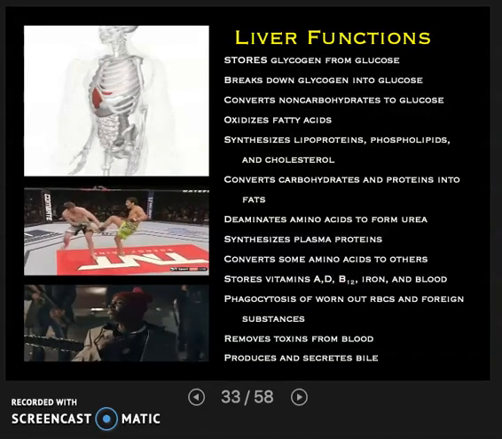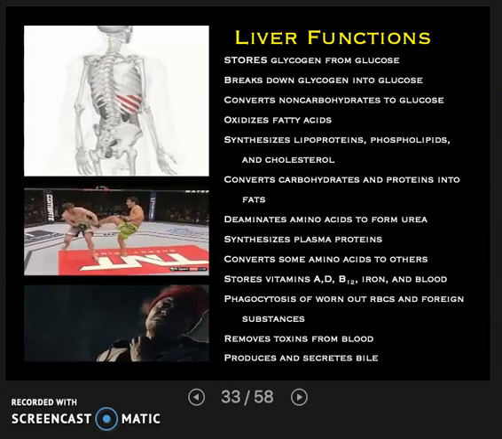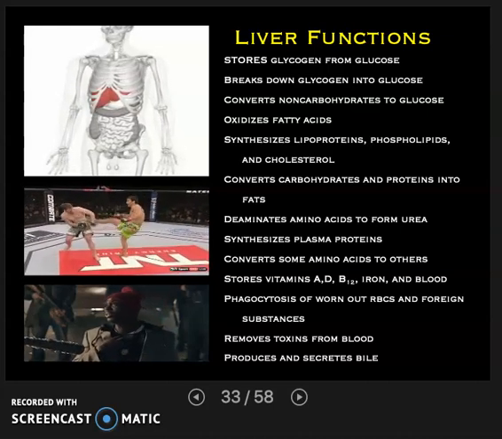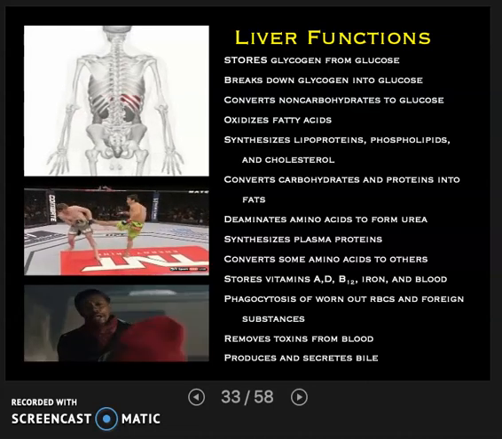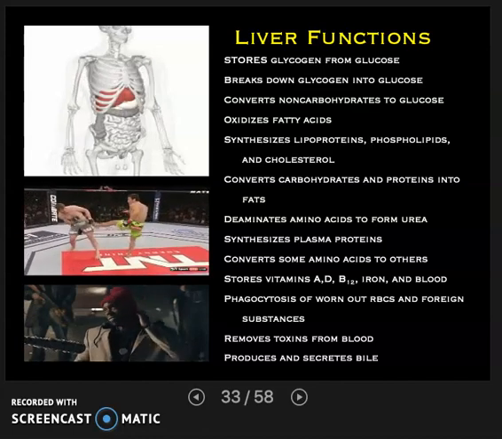So, what are some of the liver functions? It stores glycogen from glucose, right? So remember, it responds to insulin. It will uptake glucose and make those long chains. So taking the simple monosaccharide to make the complex polysaccharide. Remember, glycogen is the storage form for glucose in animals.